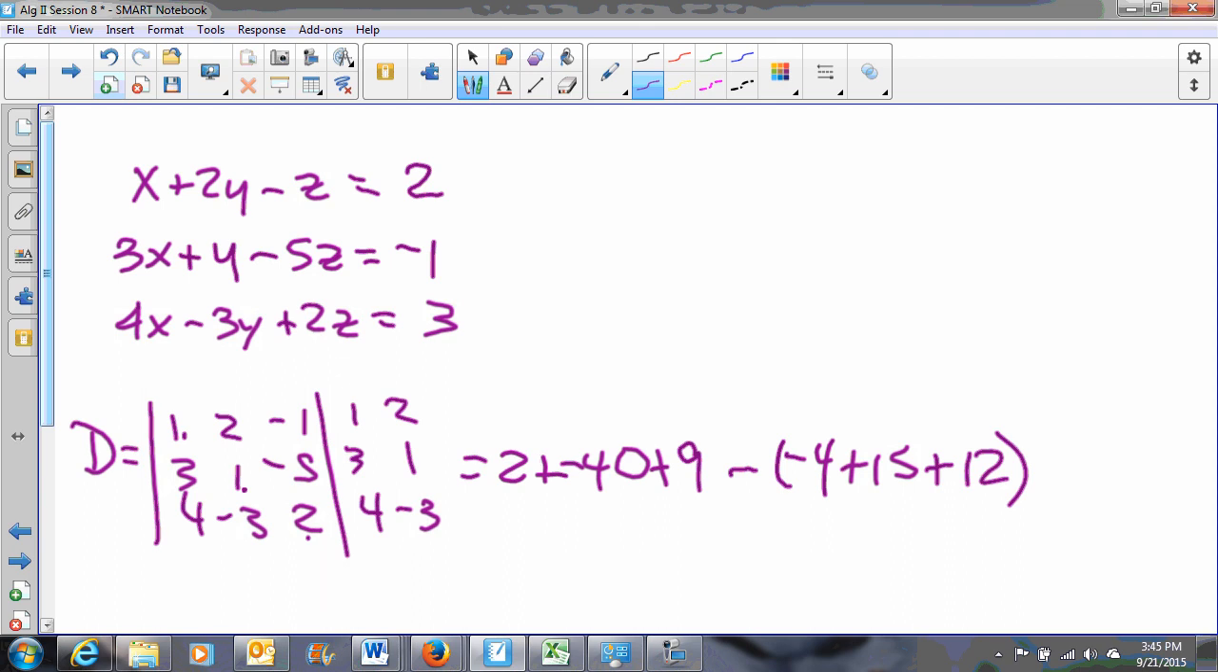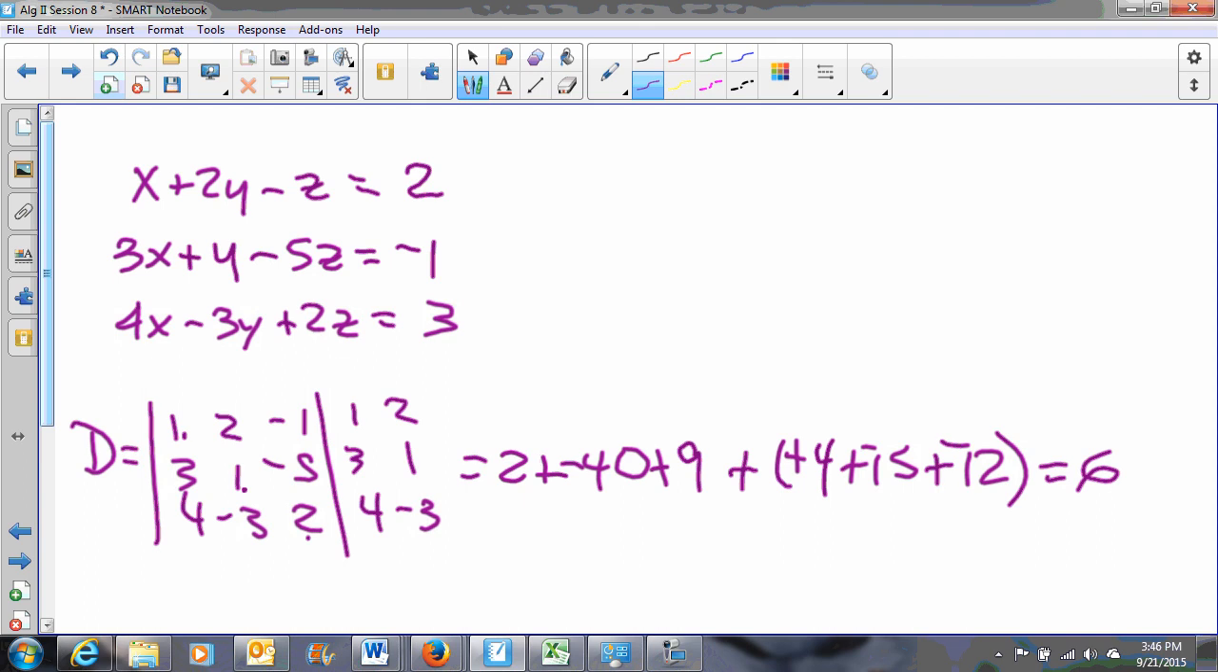Okay, so what do we get? Let's just distribute through here. 2 minus 40 is -38. -38 plus 9 is -29. -29 plus 4 is 33, 33 plus negative 15 is 18. 18 plus negative 12 is 6.